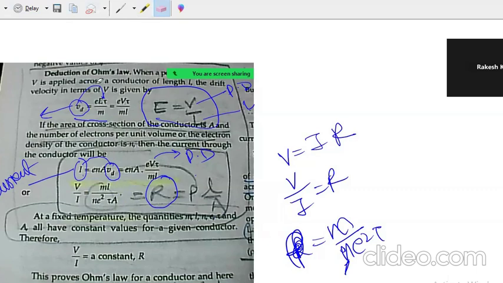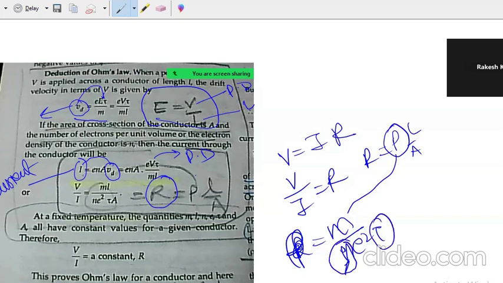And so what have we just now found? When you were taught in GCSE, R is equal to rho L by A. This rho is nothing but m by n e square tau. The number of electrons per unit volume and the relaxation time are specific to a particular metal, how its lattice is, how many free electrons there are, that is dependent. And the relaxation time is about the collisions with the lattice. So this is how maths comes into physics. All these are related.